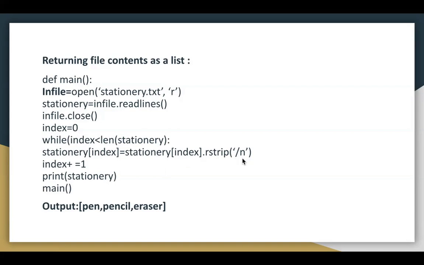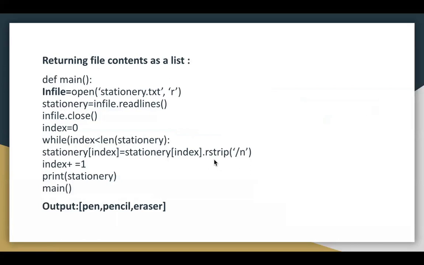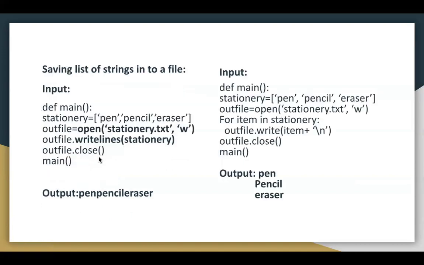Previously, when we wrote into the file, it added the new line character after each element, but it is not visible. So we want to strip it. That is why we are using rstrip as a function to remove the new line character. And next, we should increase the index value so that we can move to the next element in the list. So we are increasing the value by 1. And next, print the stationery. So the loop will continue. Here in the second loop, we can see the index value will be 1, and 1 is less than 3, so it will enter the loop, and the stationery at index 1 is pencil.